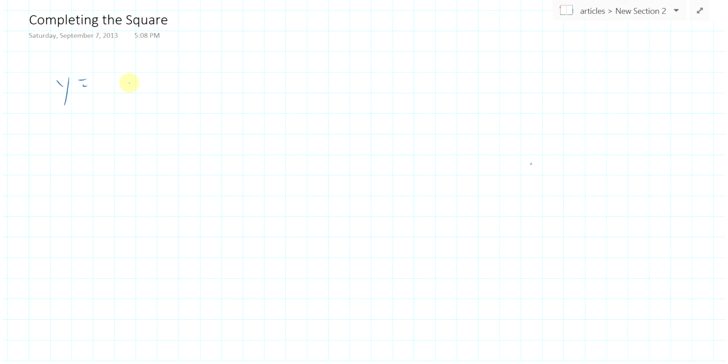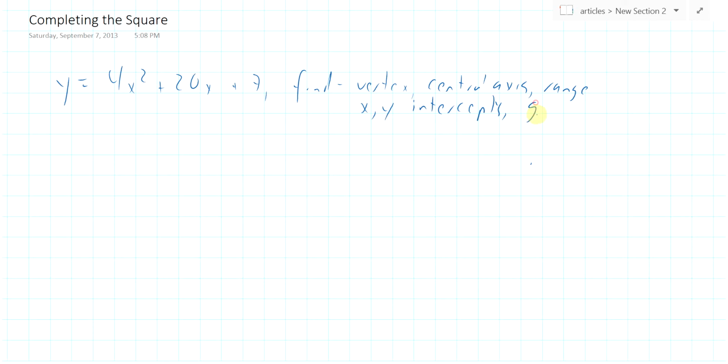If we had y equals 4x squared plus 20x plus 7, find the vertex, central axis, range, x and y intercepts, and graph it. Right? And that's not that easy, right?